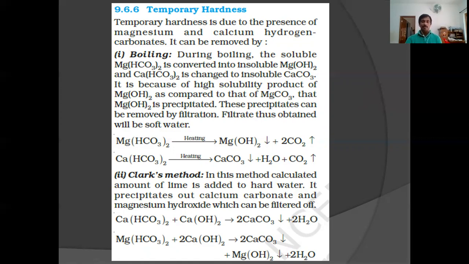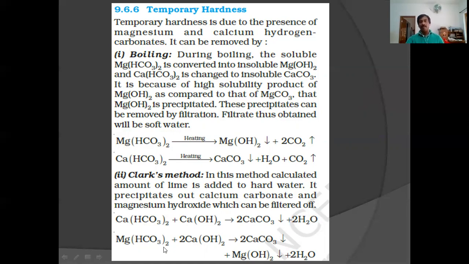Similarly, calcium bicarbonate on strong heating liberates carbon dioxide. Another possibility: calcium carbonate may be precipitated along with H2O and CO2. Here, calcium carbonate can be removed by filtration. Another method is Clark's method. In this method, the water with temporary hardness is treated with calcium hydroxide. When calcium bicarbonate is treated with calcium hydroxide, it is converted to calcium carbonate. That will precipitate. We can filter and separate it, and we will get pure water.